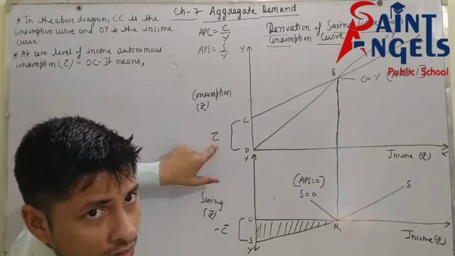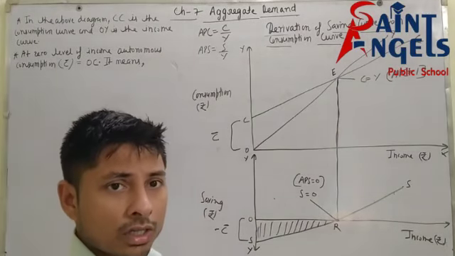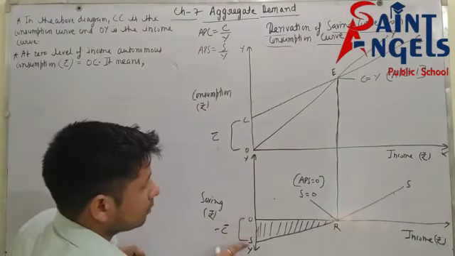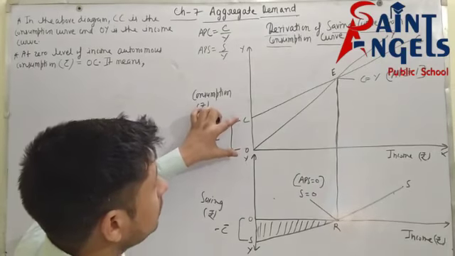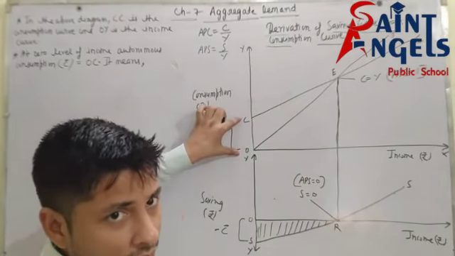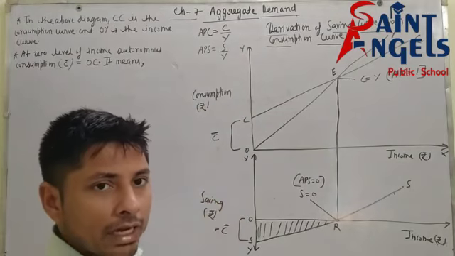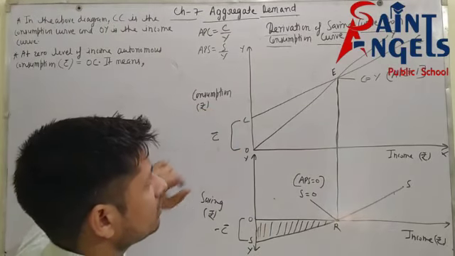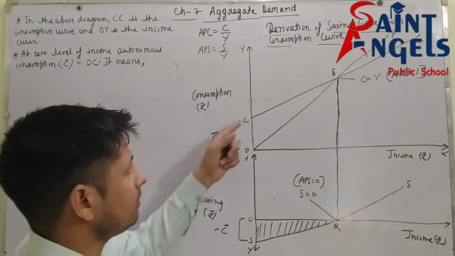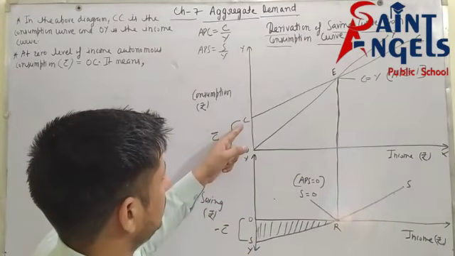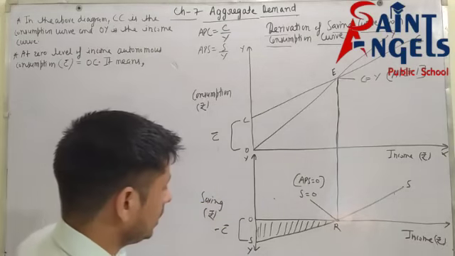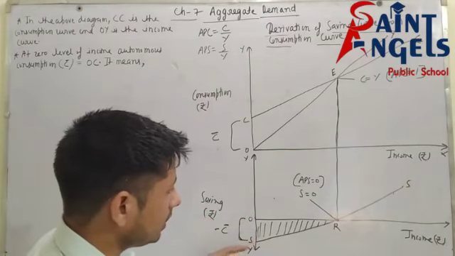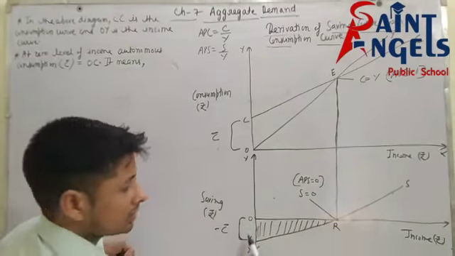C bar represents autonomous consumption and minus C bar represents dis-saving, meaning negative saving. So OC represents a positive value and OS represents a negative value. That's why the consumption curve starts from the positive y-axis, but this value is negative, meaning OS. That's why the saving curve starts from the negative y-axis.